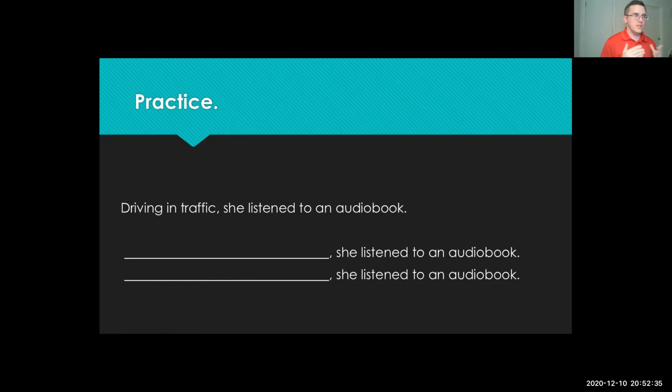"Driving in traffic, she listened to an audiobook." We could again emphasize that idea of during the same time by adding the word "while." "While driving in traffic, she listened to an audiobook," or I can include the subject and the auxiliary, "while she was driving in traffic, she listened to an audiobook." All three of these sentences have the same meaning.